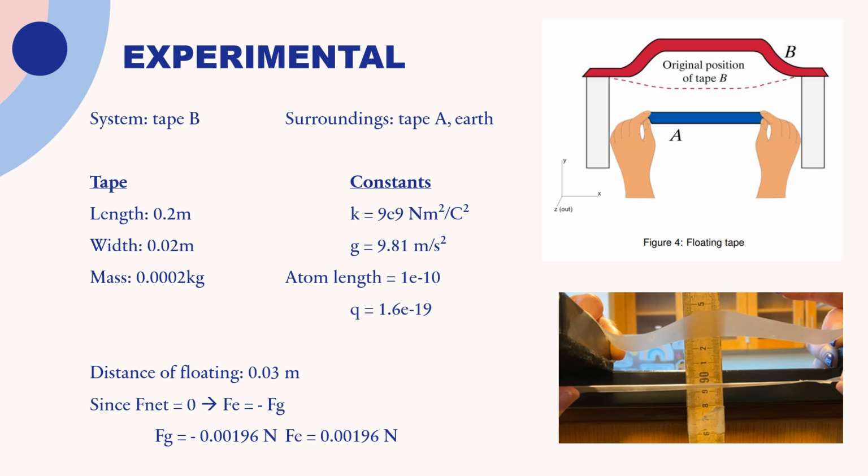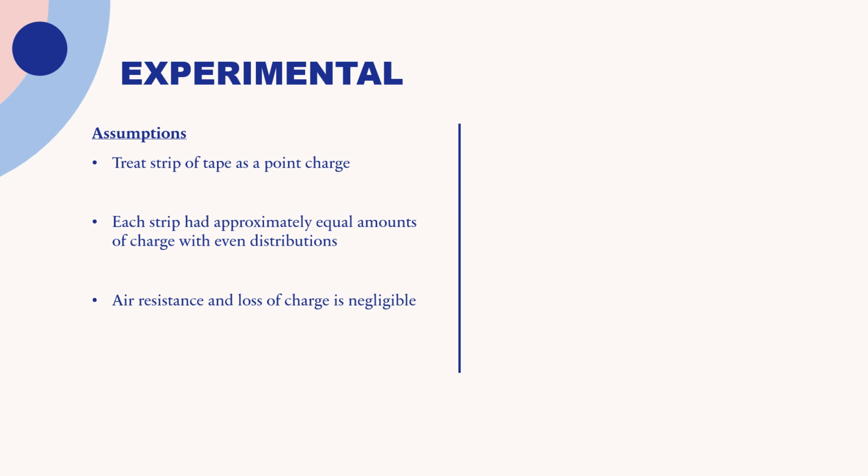The tape was stationary when the distance was 0.03 meters, so here F net equals 0, Fe equals negative gravitational force, and the absolute value of both was 0.00196 newtons. The assumptions for this experiment were that the strip of tape is treated as a point charge, that each strip had approximately equal amounts of charge with even distributions, and also that air resistance and loss of charge are negligible.